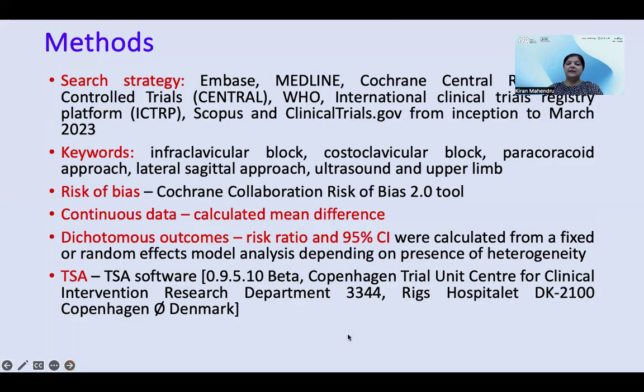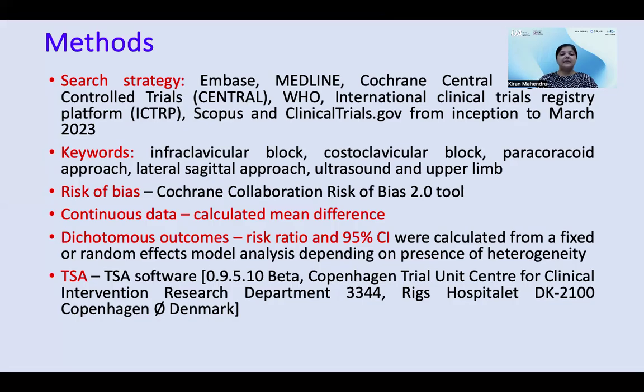The search strategy included EMBASE, Medline, Cochrane Central Register of Controlled Trials, the WHO International Clinical Trials Registry Platform, Scopus, and clinicaltrials.gov from inception to March 2023. The keywords included were infraclavicular block, costoclavicular block, paracoracoid approach, lateral sagittal approach, ultrasound, and upper limb.